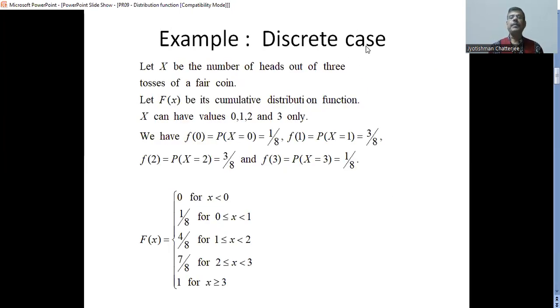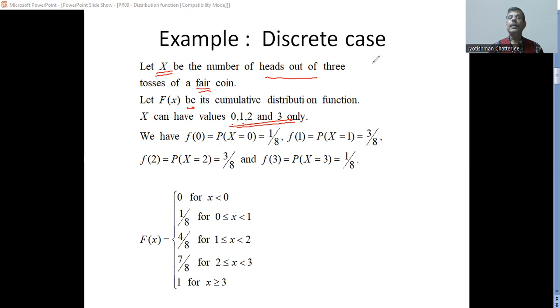Let's take an example of the discrete case. We are tossing a coin 3 times and let X count the number of heads. The coin is fair, so the probability of head and tail are both half in each trial. F(x) is the cumulative distribution function of capital X. Which values can capital X take? Only 0, 1, 2, and 3, because we are tossing 3 times only and capital X is the number of heads.